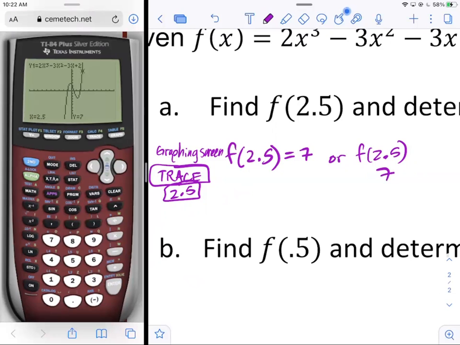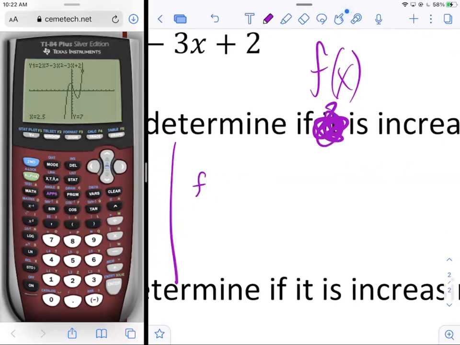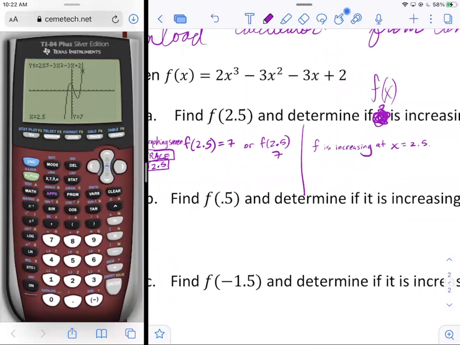Okay. So don't just write increasing. Complete sentence, okay? So here we go. F, or f of x, is increasing at x equals 2.5. Boom. That is doing some math, people. That makes my heart swell with pride when I see y'all write that. Notation, notation, notation. No bald answers. Complete sentence, subject, verb, predicate, period. Nice, nice. F, or f of x.